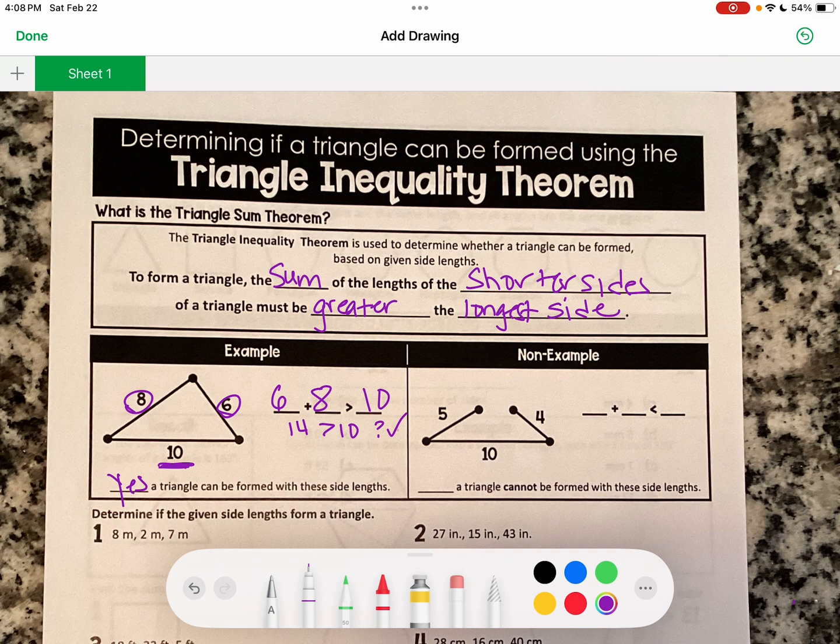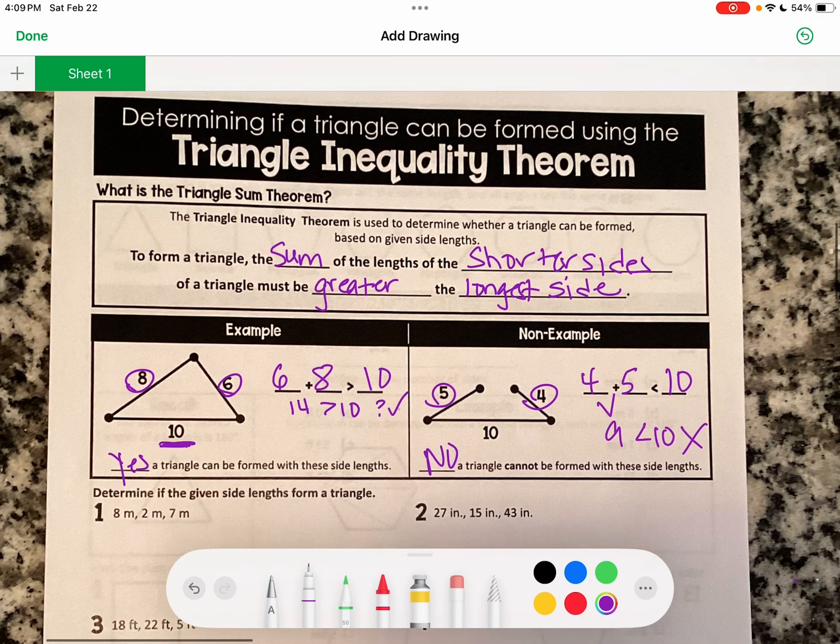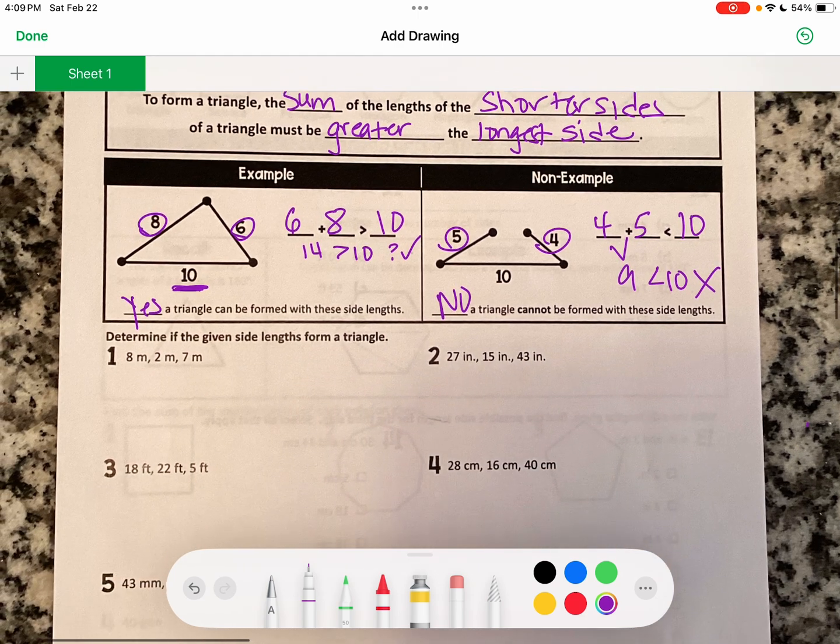And then if you look at your non-example, we're going to take our two shorter sides, 4 and 5. We are going to add those up, and we're going to hope that it's greater than 10, but you can see, 1 by the picture and 2 by the math, that 9 is less than 10. So this does not work, and this would be no, a triangle cannot be made. So sometimes they will give you a picture, like our examples, and sometimes they do not give you a picture. So let's take a look at a couple of the examples down below.